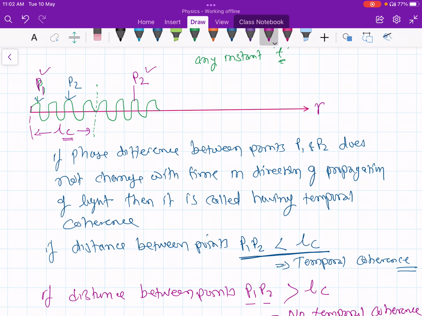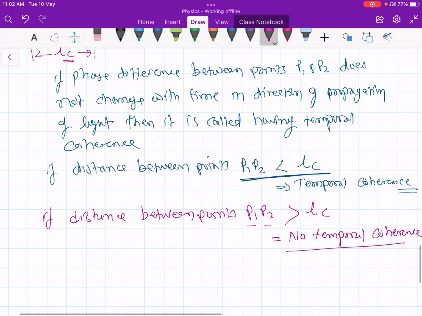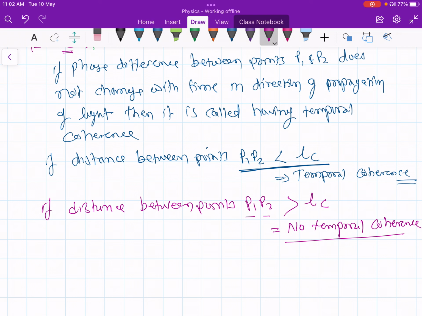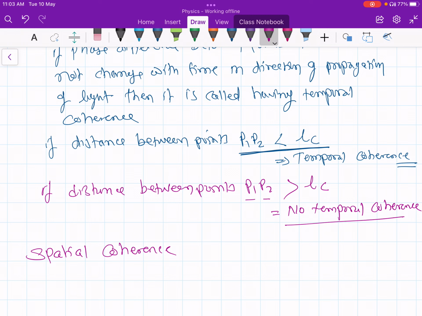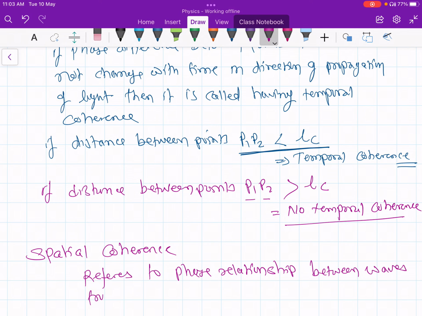So I hope you understood what temporal coherence is. Then I will talk about spatial coherence. Now this spatial coherence refers to the phase relationship between waves traveling in the same direction of propagation of light.